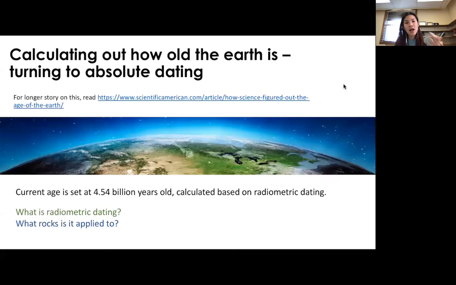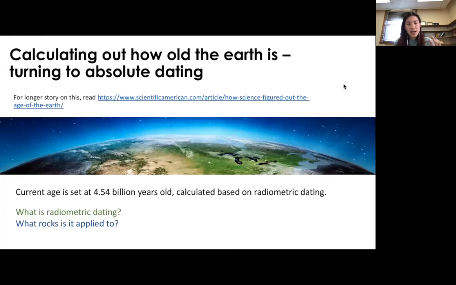Now we can actually calculate this rather than just looking at how many layers of rocks there are. We can use techniques like absolute dating in order to figure out the true age of the Earth. If you want to read more about absolute dating, there's this great Scientific American article, How Science Figured Out the Age of the World. But I'll go over the main points here.